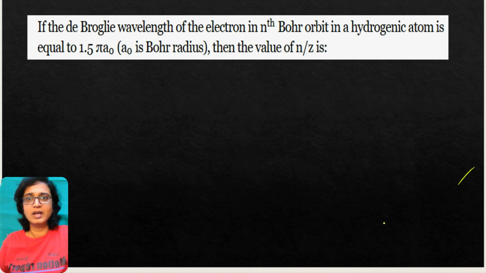If the de Broglie wavelength of the electron in the nth Bohr orbit in a hydrogenic atom is equal to 1.5 pi a naught, where a naught is the Bohr radius, the first orbit's radius, then we have to calculate the value of n by z.